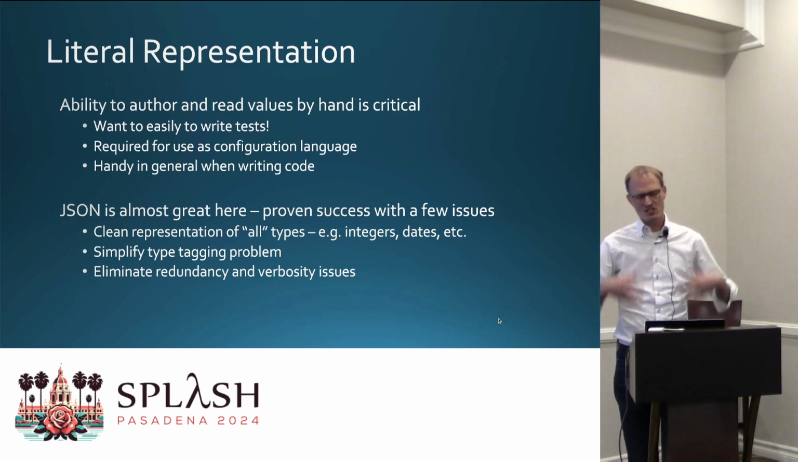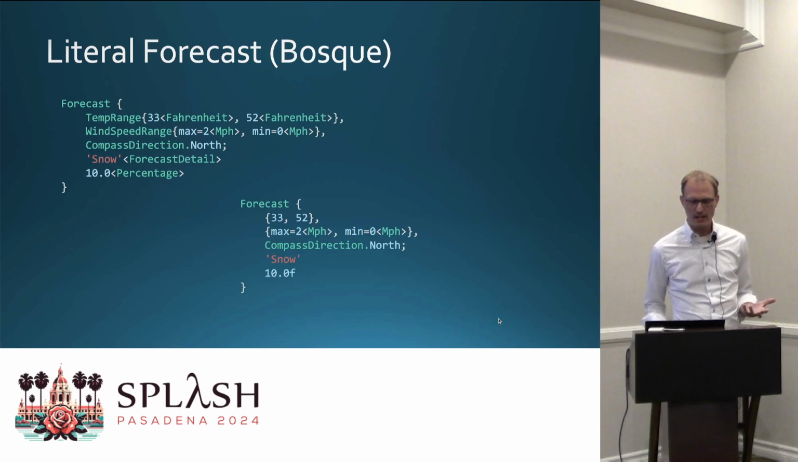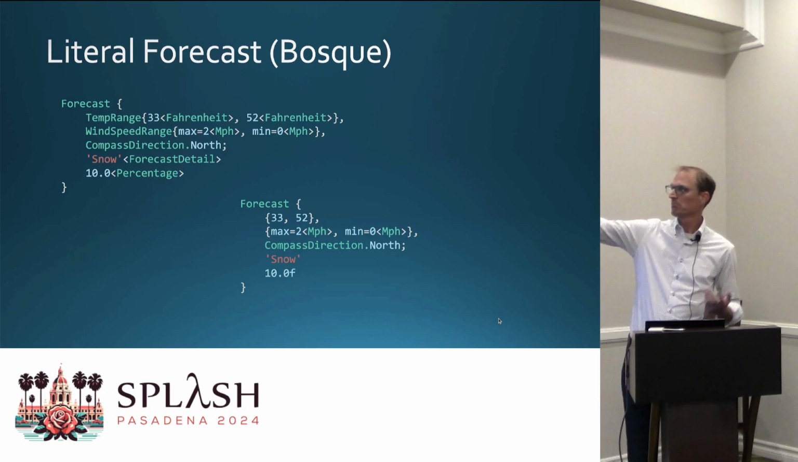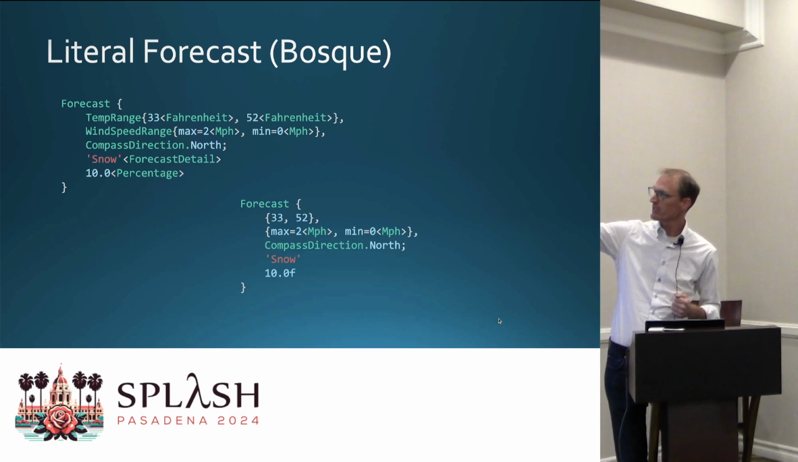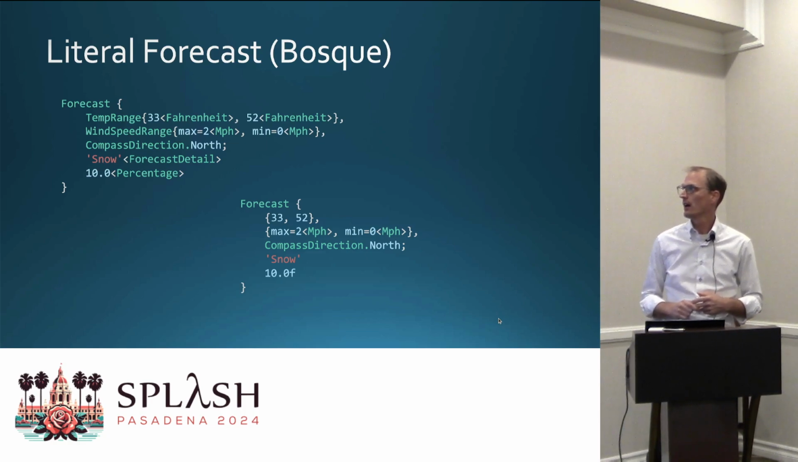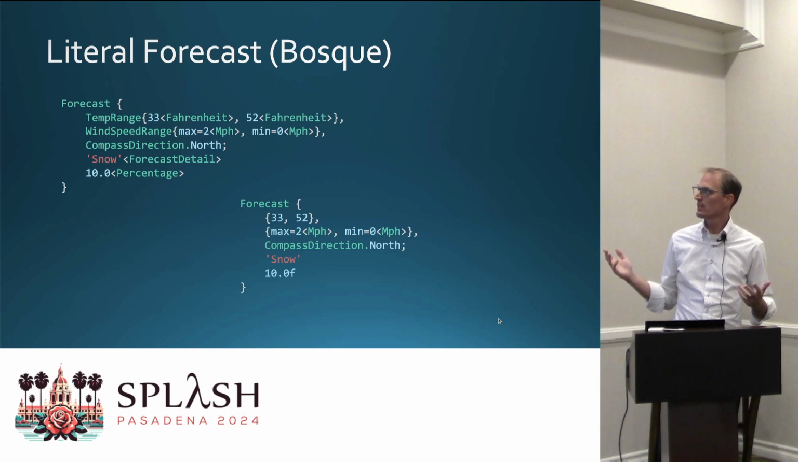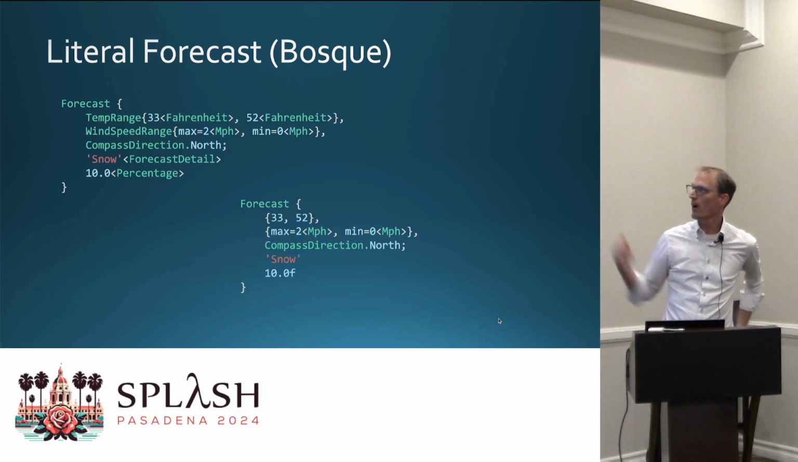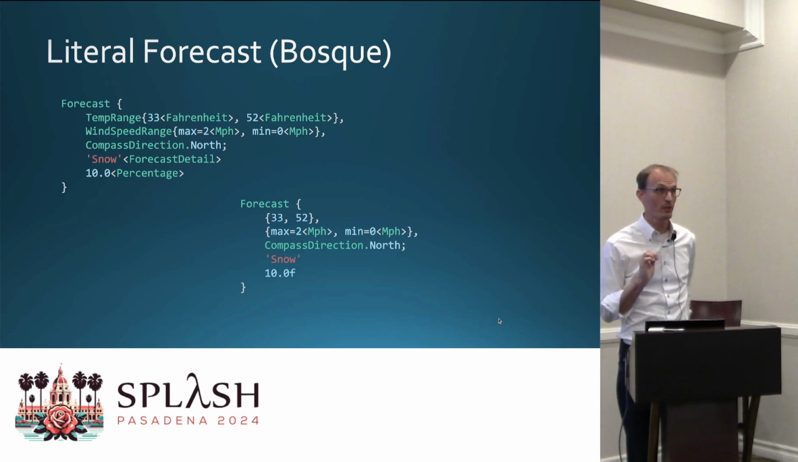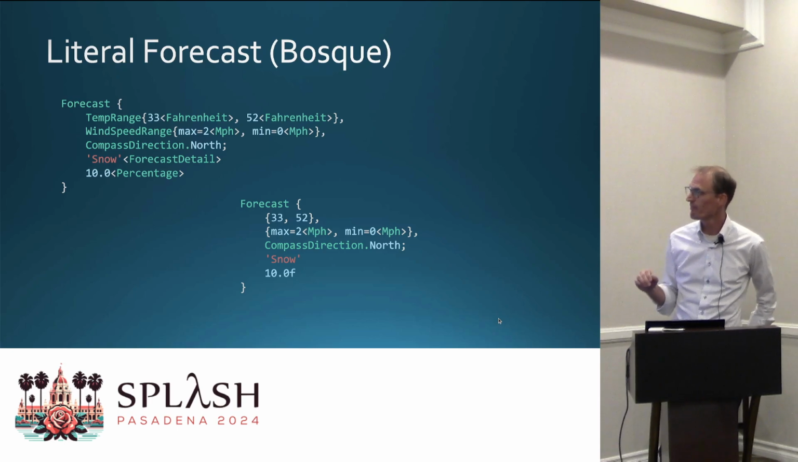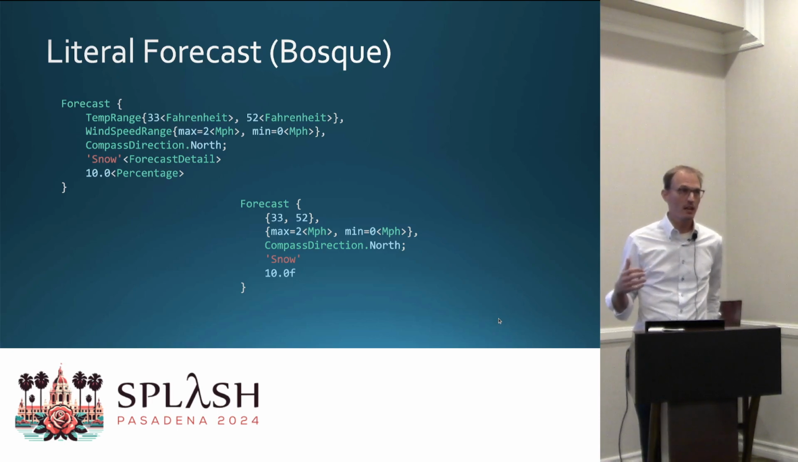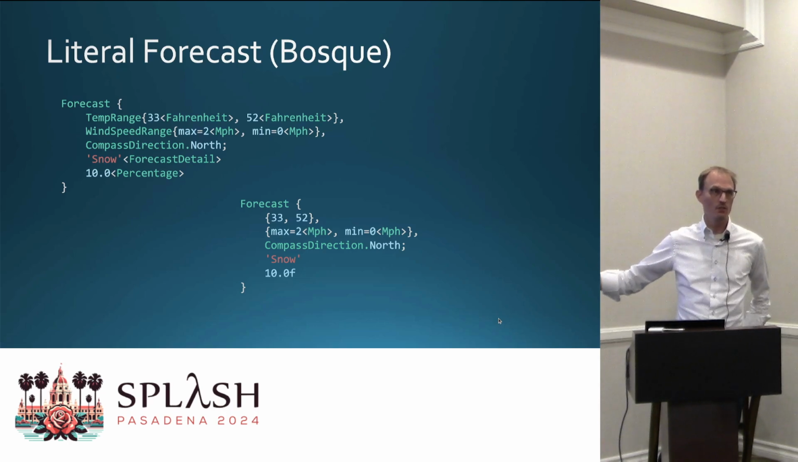If we just clean some of this up, we have a really nice way to say, hey, I want to write a forecast value by hand. And we can do it with explicit tagging on the left there. It gives this nice way to say, here's a forecast between 33 and 52. The ints are explicitly tagged as Fahrenheit. So you can read this and understand it pretty quickly without any additional information from the type system. If you have a big document, having to explicitly annotate everything is a bit of a pain.